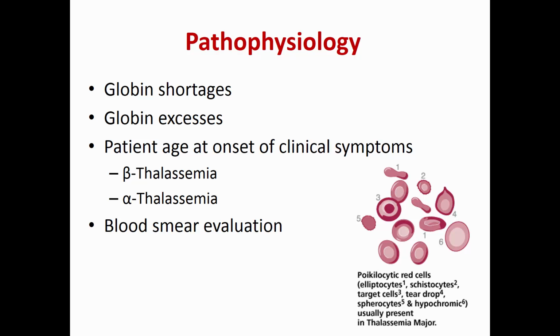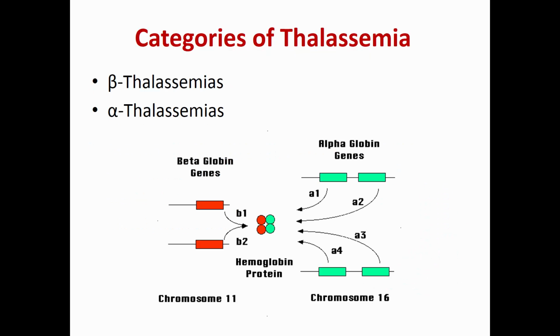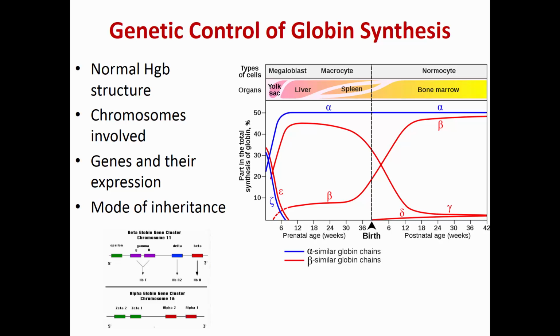They're going to be fetal. They're going to be newborns. They are going to be stillbirths. Because when is the gamma going to be at its highest concentration? During the fetal age. If you don't have the alpha to match it up, you're going to have the excess of gamma and you're going to have the BART hemoglobin.